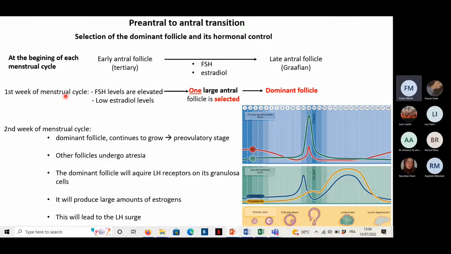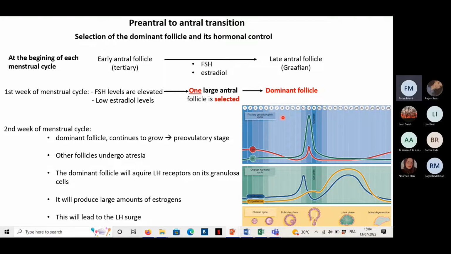And so in the first week of the menstrual cycle, we have elevated FSH levels and low estradiol levels. As a consequence of those high FSH levels and low estradiol levels, we will have the selection of one large antral follicle, which is the dominant follicle.